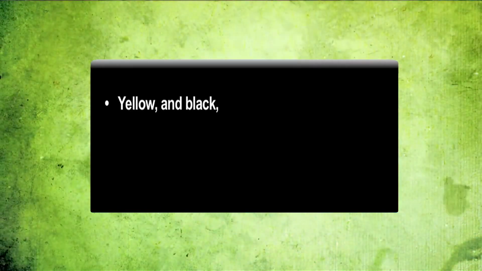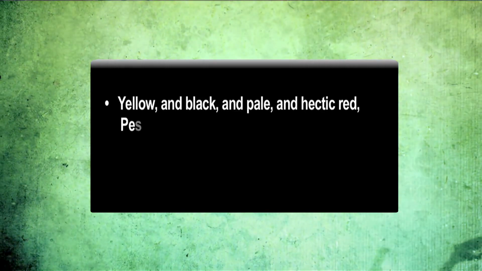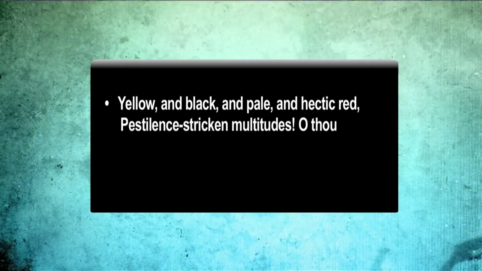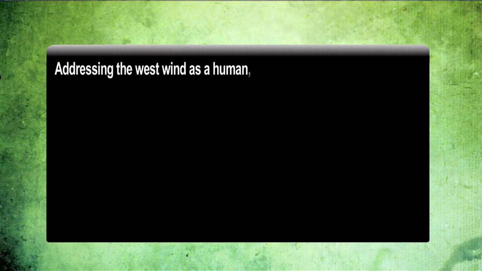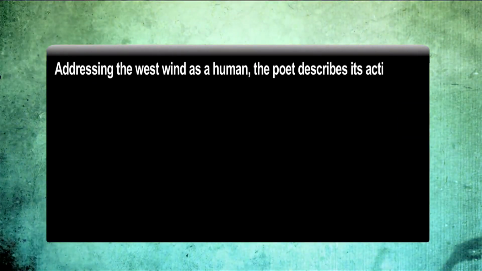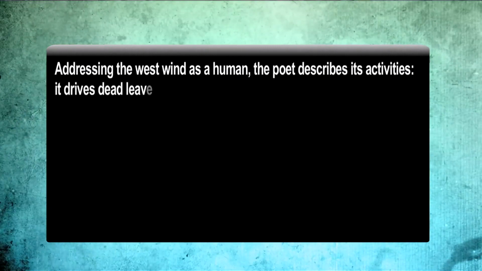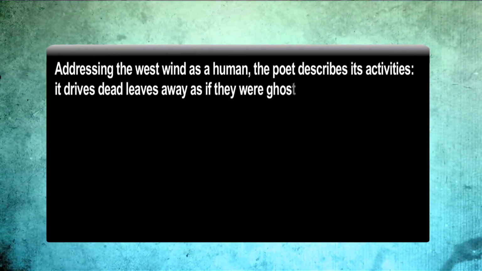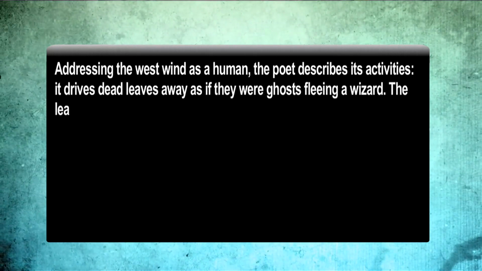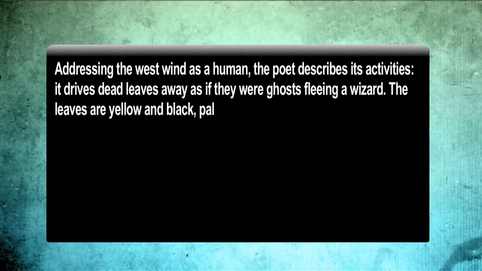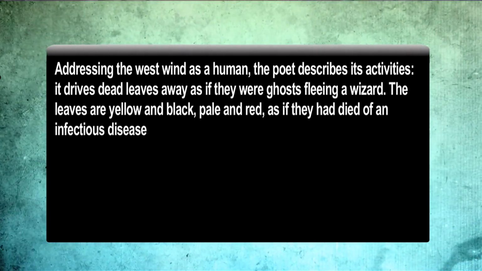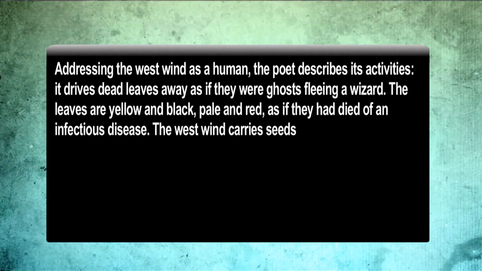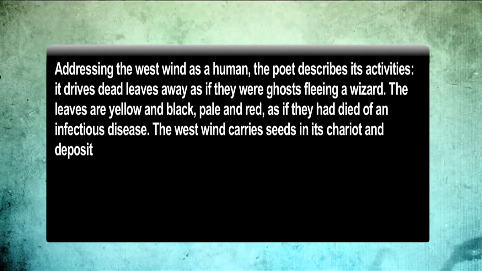Yellow and black and pale and hectic red, pestilence-stricken multitudes, O thou who chariotest to their dark wintry bed. Addressing the west wind as a human over here, I'm just talking about implied comparison. Addressing the west wind as a human, the poet describes its activities. It drives dead leaves away as if they were ghosts fleeing a wizard. The leaves are yellow, pale and black and red, as if they had died of an infectious disease.